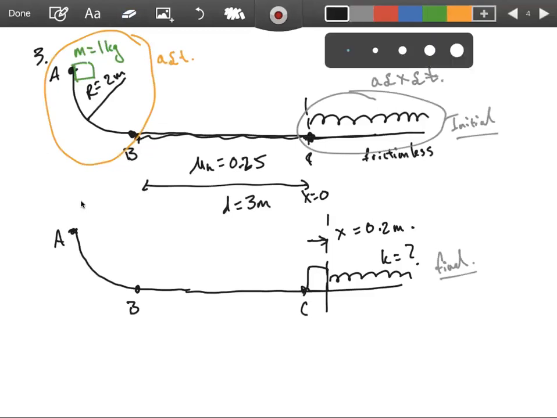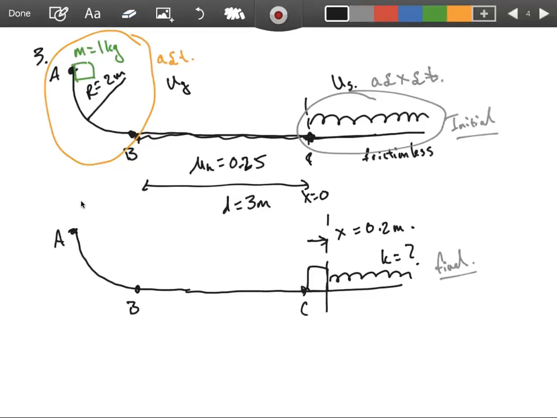Step number one, again, we drew our initial picture, we drew our final picture. Step number two, do we have any potential energy changes? In this case, I actually have two. I have a change of height, going from A to B, so that means I have a gravitational potential energy. And then I also have a spring, which means I have a spring potential energy as well.